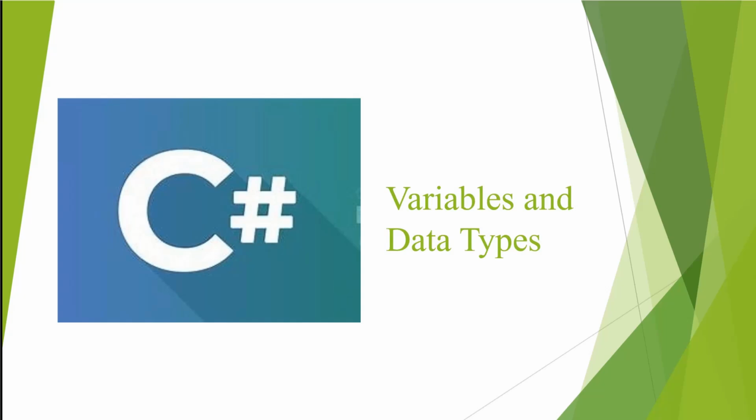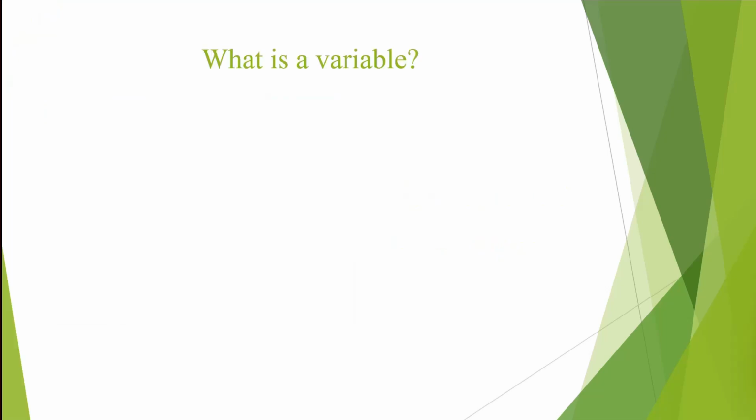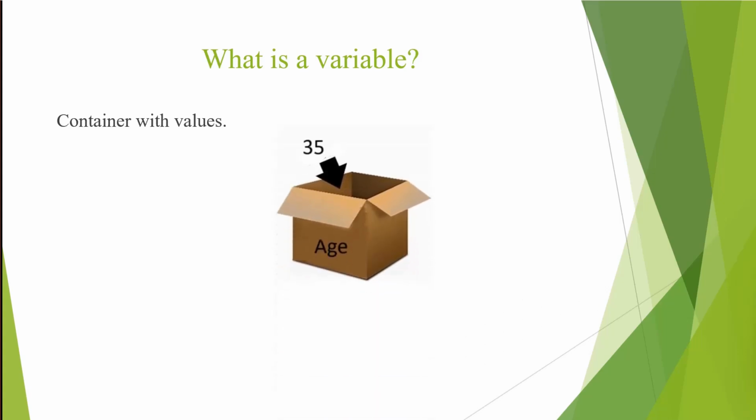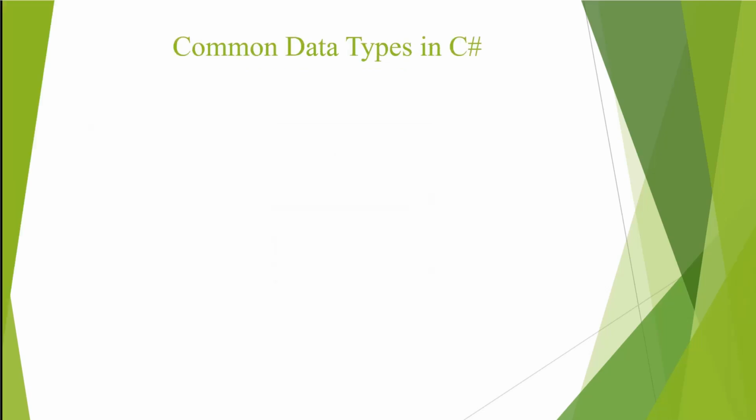Let's get started. A variable is like a container that holds a value. Imagine it as a labeled box where you can store and retrieve data. For example, you can store your age in a variable called age and then use it in your program. In C#, data types define what kind of data a variable can store. We have several types of data, including numbers, text, and true-false values. Let's go through some of the most common ones.